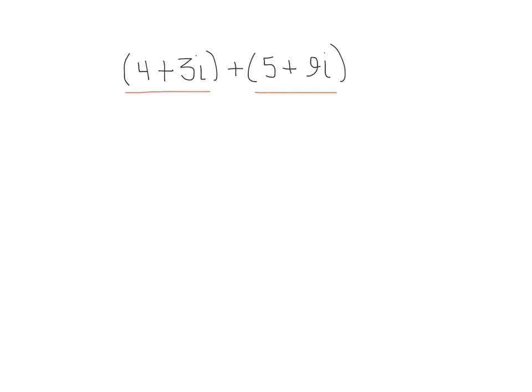Now what makes these complex numbers is that they have a real part and they have an imaginary part. The real part is the number 4 in the first complex number, and the imaginary part is the number 3 in the first complex number. The real part in the second is 5, and the imaginary part in the second is 9. We'll talk about the value of those imaginary parts here in a moment.